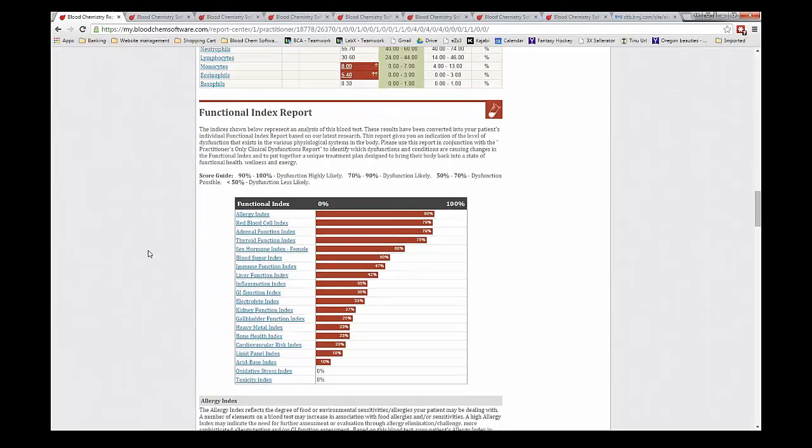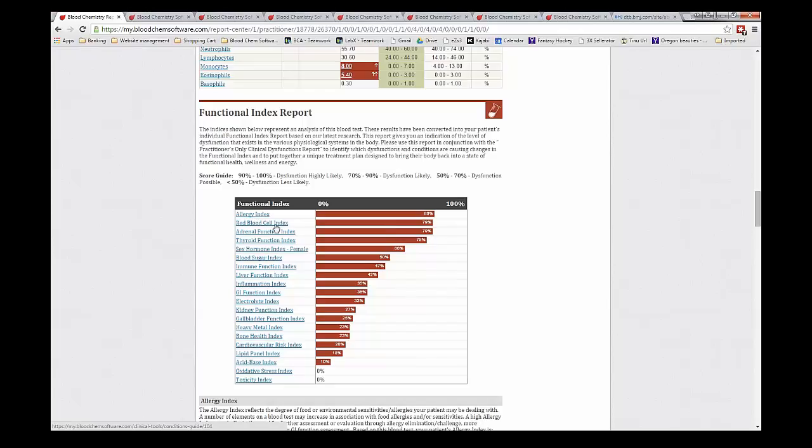Functional index report, this is what the patient would get, and it tells them the state of the union of various different systems in her body. Starting here at the allergy index, well, this is not surprising given she did report that every fall and every spring she got asthma, and I think if we were to ask more questions about that, you'd probably find that she actually has pretty severe seasonal allergies.